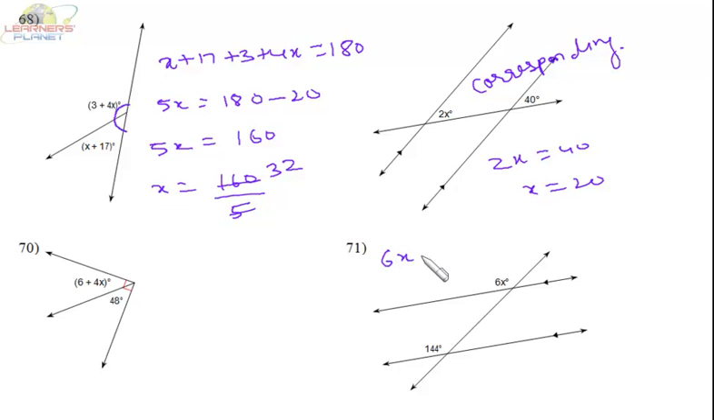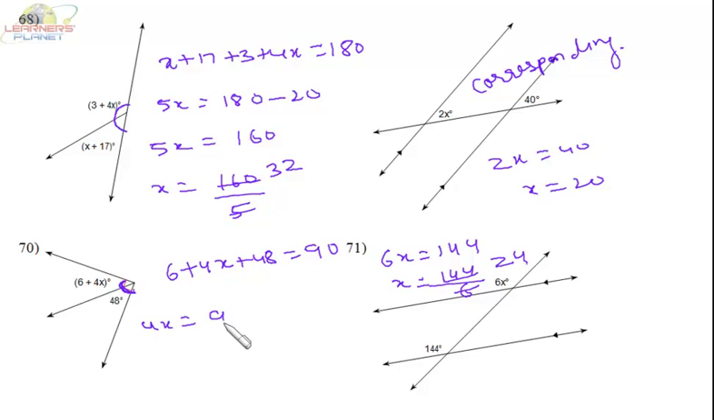Further, 6x is equal to 144. That means x is equal to 144 by 6. So it's 24. Clear? Here this complete angle is 90 degree. So just write the equation. 6 plus 4x plus 48 is 90. So 4x is 90 minus 54. We can say 36. So x will be 9. Clear?